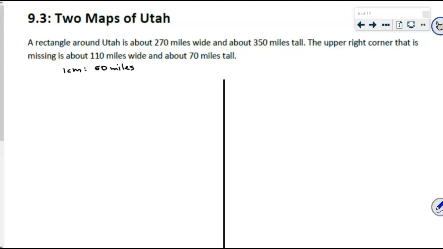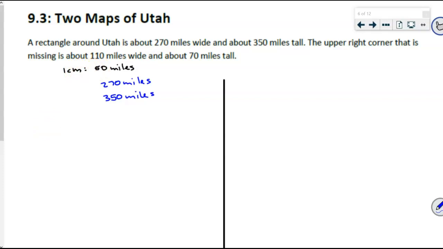All right, in case you were struggling trying to figure out how long each of these pieces needs to be, we're going to go over that part right now, and then we can draw our scale drawings. So we have a rectangle that's 270 miles wide. We also have that same rectangle that's going to be 350 miles tall. Now we can't draw it that tall, but we need to use a scale that 1 centimeter is equal to 50 miles.